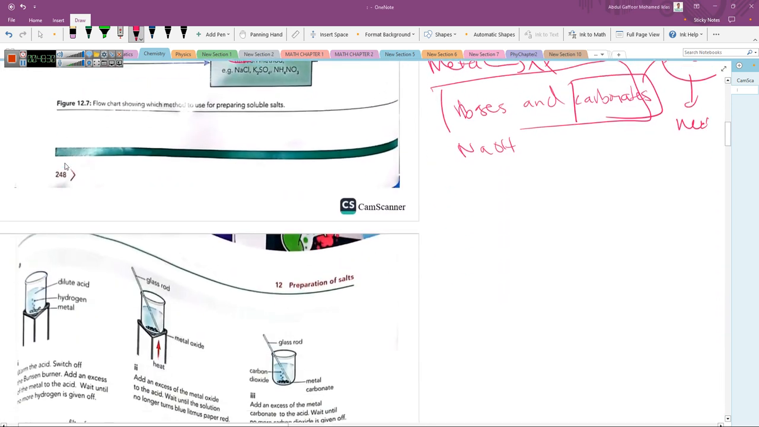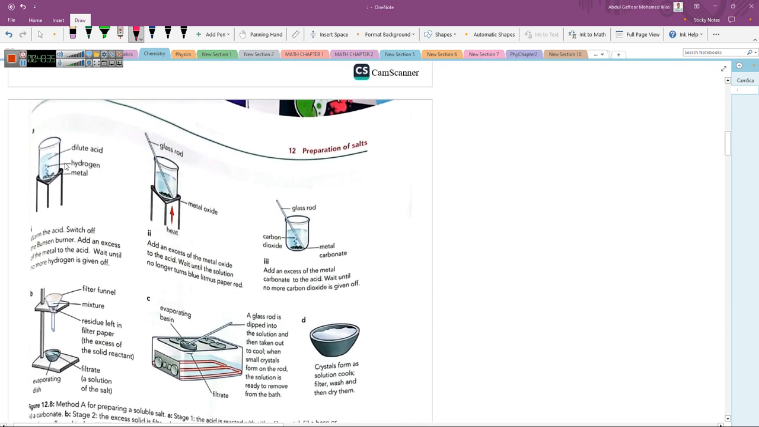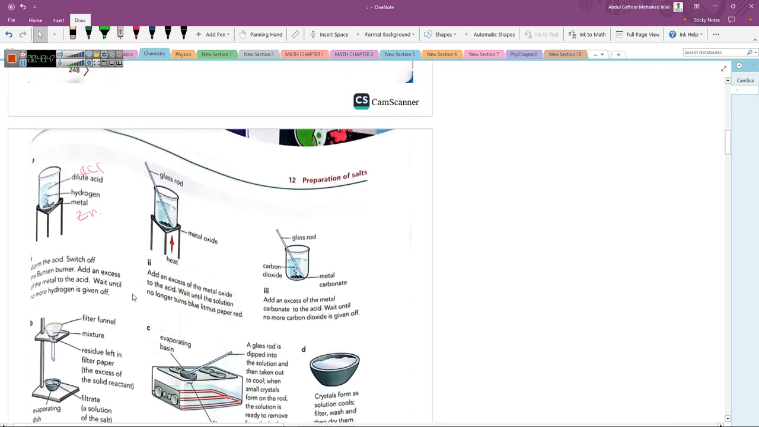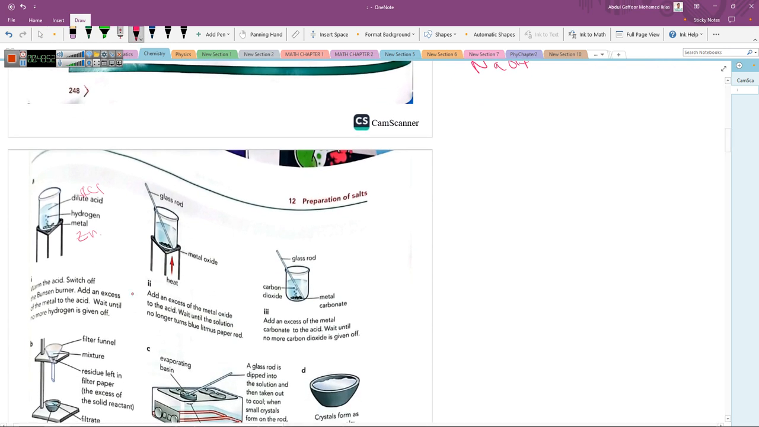Now we will see how method A is carried out, right? Let's say we have taken dilute acid, for example HCl, and we take zinc. This is how method A will be carried out, so zinc chloride will be formed. We have to take hydrochloric acid, put in some metal, and stir it. We also have to heat it in order to increase the rate of reaction, right? So what will happen?